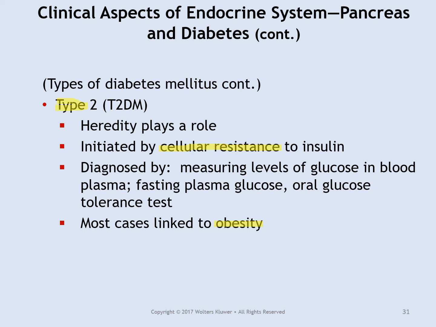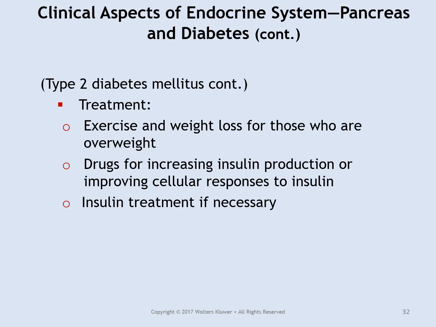They develop type 2 diabetes, which causes people to retain more body fat, and it becomes a vicious cycle. So controlling the amount of fat a person carries is very important in treating type 2 diabetes. Exercise and weight loss is definitely part of the treatment plan, and you can increase insulin production, and you can take other drugs that will help target tissues respond to insulin.